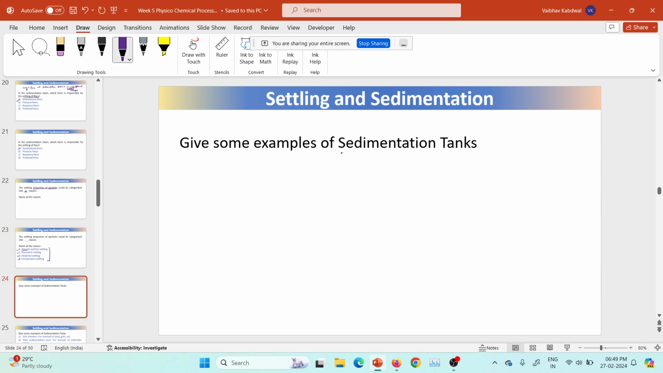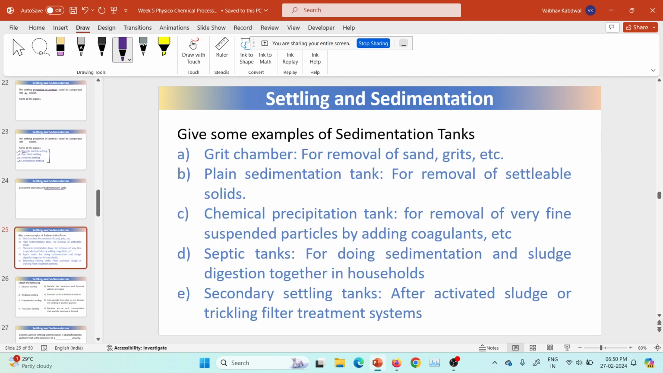Give some examples of sedimentation tanks. First we need to understand in how many ways the settling phenomenon can be observed. In a grit chamber, we can see removal of sand and grit. The water will pass through this grit chamber in around 2, 3, 4 minutes maximum, so that only sand will settle and organic matter will not settle in the grit chamber.